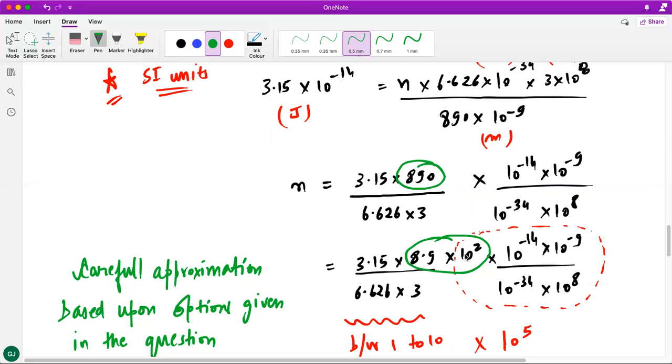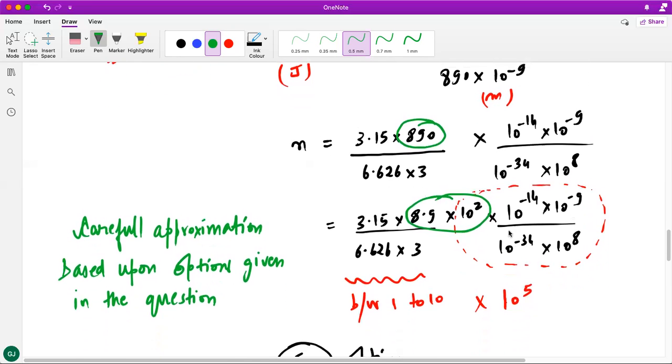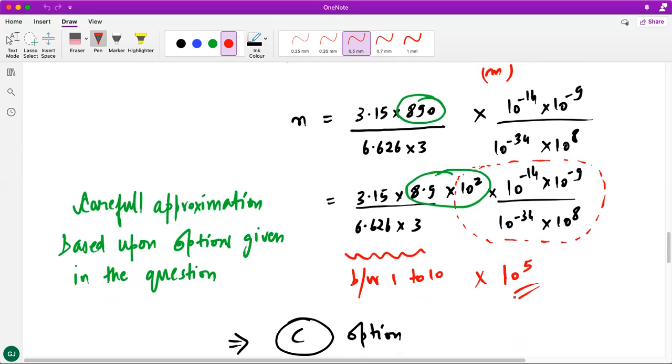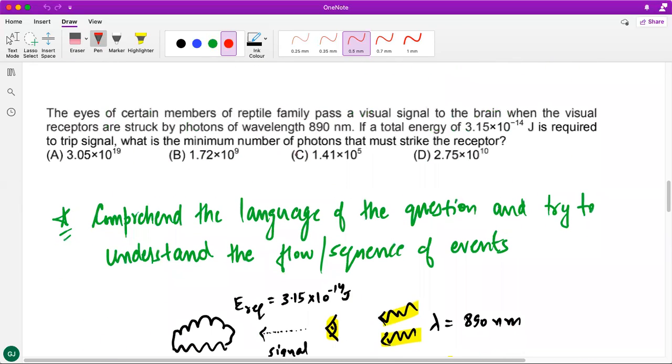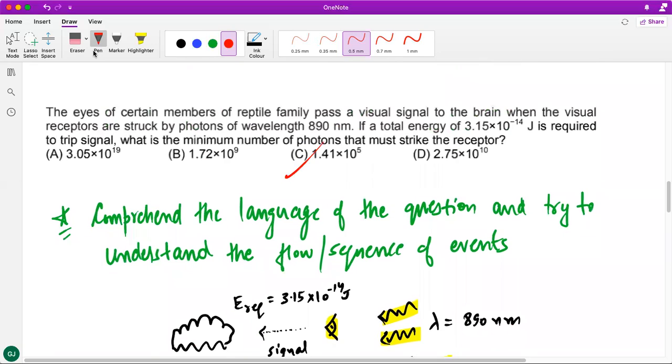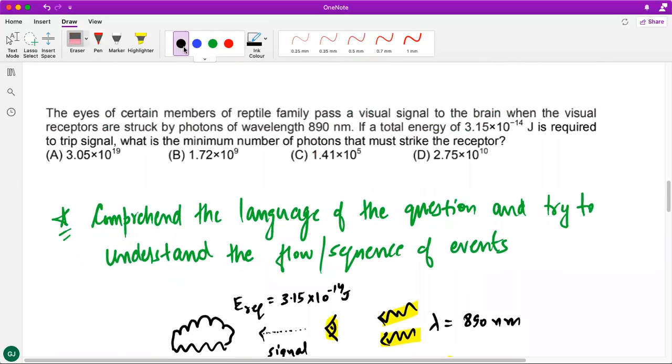So coming to this, when you solve for the power of 10, it comes out to be around 10 raised to the power of 5. I'm not wasting my time on solving this part. It will be somewhere between 1 and 10, but that's okay. Because this is around 10 raised to the power of 5, I straight away look at the options, and because the options are far away from each other, I can be quick in answering. Okay, option C is the correct answer.